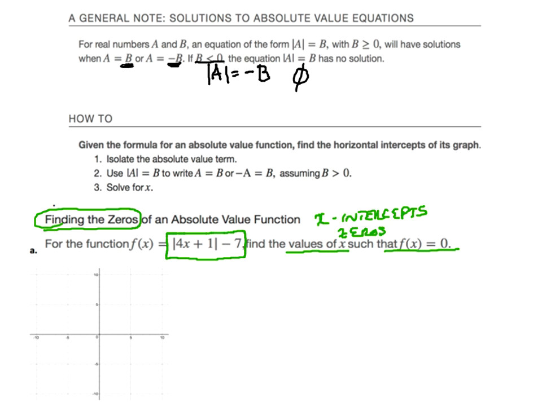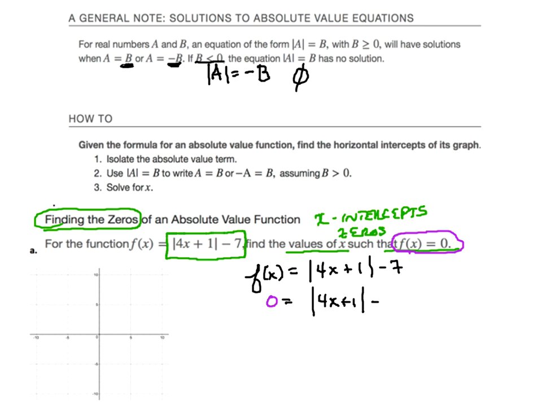So if we want to find where this thing crosses the x-axis, we take the equation. So we start out with the equation f of x is equal to the absolute value of 4x plus 1, minus 7. And since we're trying to figure out where these things cross the x-axis, we need to plug in 0 for y, or 0 for f of x. So 0 equals absolute value of 4x plus 1 minus 7. And now we want to solve this absolute value equation. So I'd add 7 to both sides.